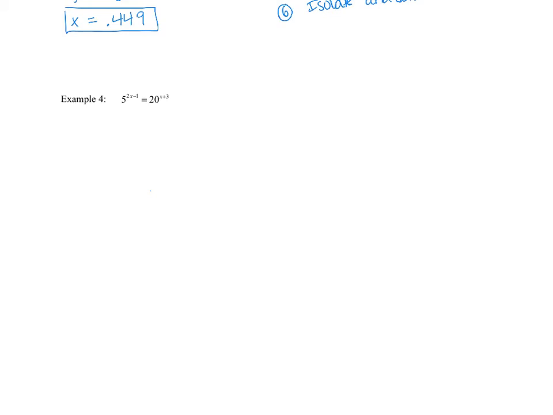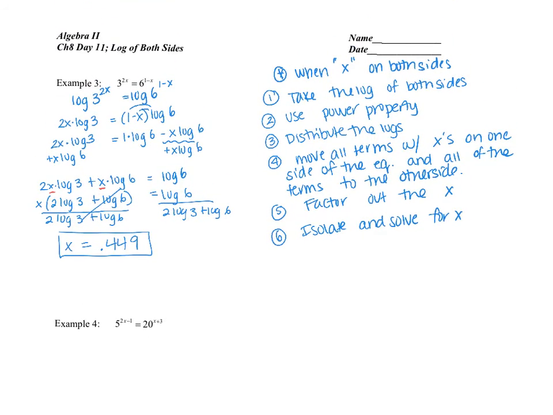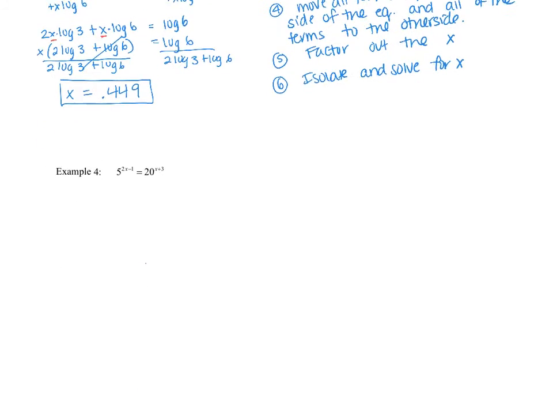So remember, our first step is to take the log of both sides and then use the power property. So I'm going to take the log of both sides. I'm going to have the log of 5 to the power of 2x minus 1 equals the log of 20 to the power of x plus 3. Using my power property, I'm going to take this exponent here and this exponent here, and it's going to come in front. So I have 2x minus 1, and since it's a binomial, I'm going to put it in parentheses, times the log of 5 equals x plus 3, another binomial, times the log of 20.